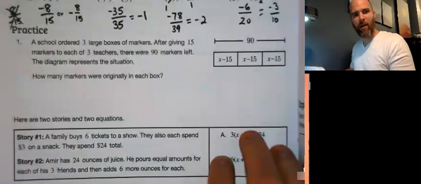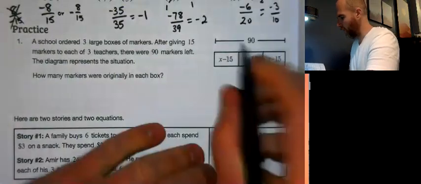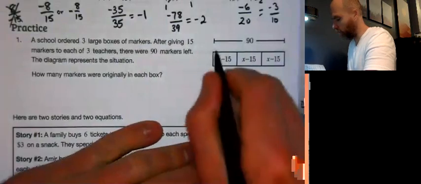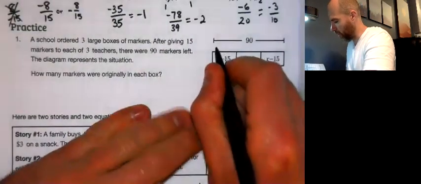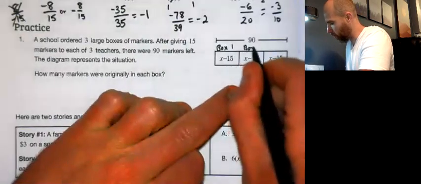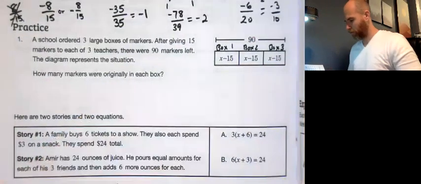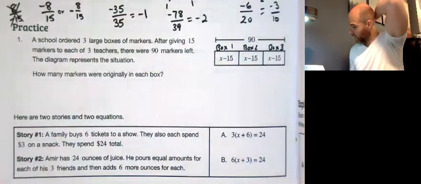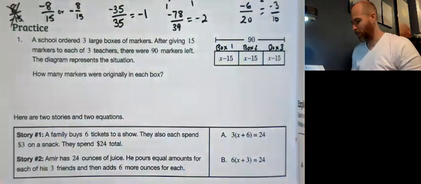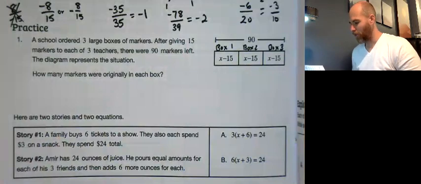All right. Next, it says, a school ordered 3 large boxes of markers. Each one of these compartments in the tape diagram is supposed to represent a box of markers. So this is box 1, this is box 2, and this is box 3. After giving 15 markers to each of the 3 teachers, there were 90 markers left. The diagram represents the situation. How many markers were originally in the box?